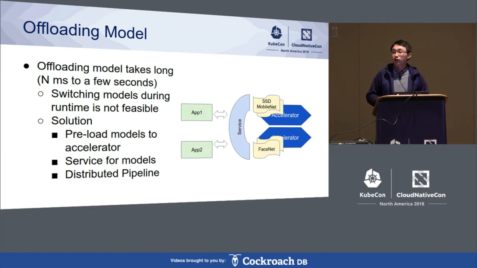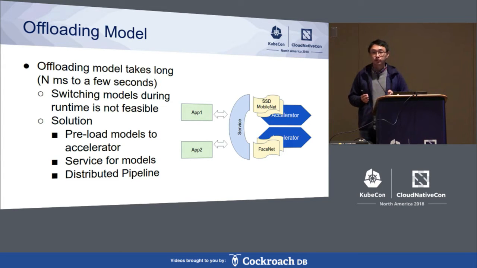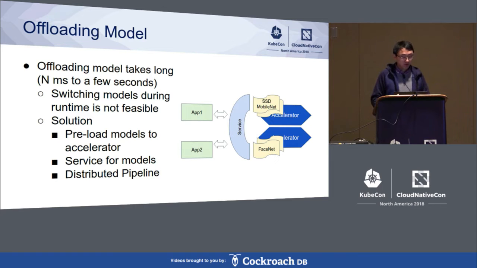The solution can be very simple: preload a few models onto the stick, and we can selectively run one model at a time. And if we have many models, we definitely need to distribute these models across multiple sticks, as they are attached to different nodes. Then the pipeline becomes distributed. And we also want to build a service around these sticks to hide all the complexities of accessing these devices.